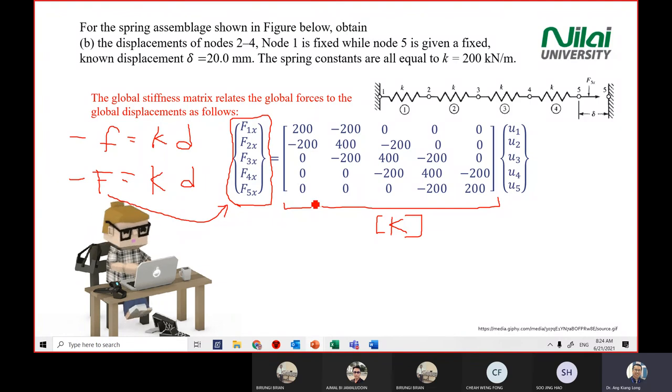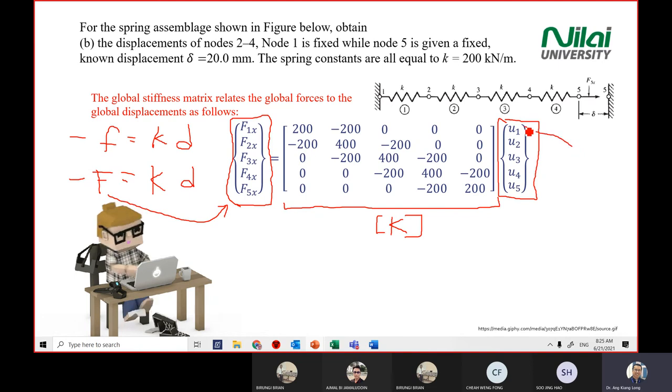Some students, when they copy from the last section, will sometimes forget the negative sign when they transfer from the previous answer. So be careful when you transfer the numbers. And then the displacement D here will also follow the number of points that you have in the question. In this question, you have 1, 2, 3, 4, 5, so you write U1, U2, U3, U4, U5.